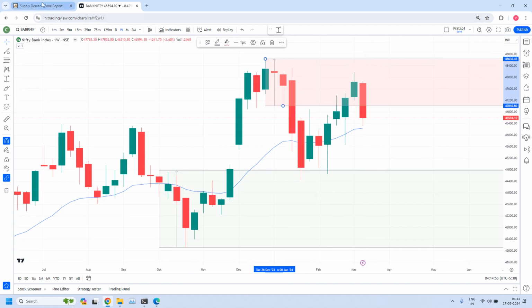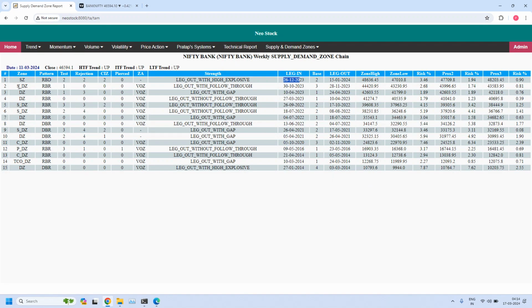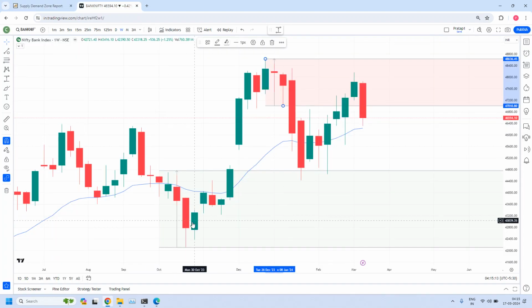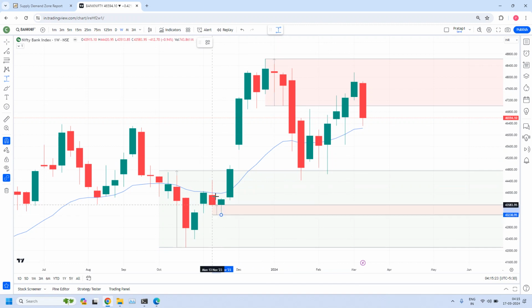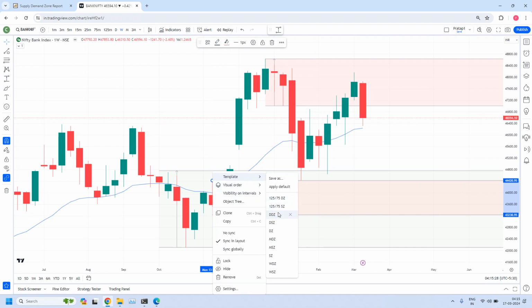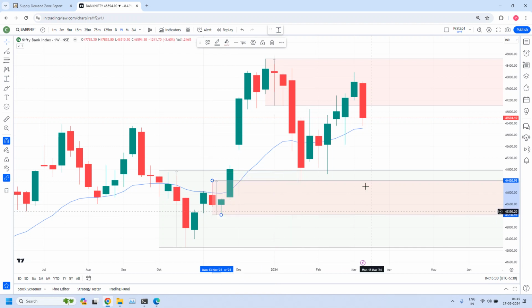Okay, what about the weekly demand zone? This is a high liquidity demand zone, already tested once. And this zone is created on 30 October 2023, after the 3 base candles, and then we have a leg-out candle. So this is the weekly zone. So let me change the color to the weekly demand zone.